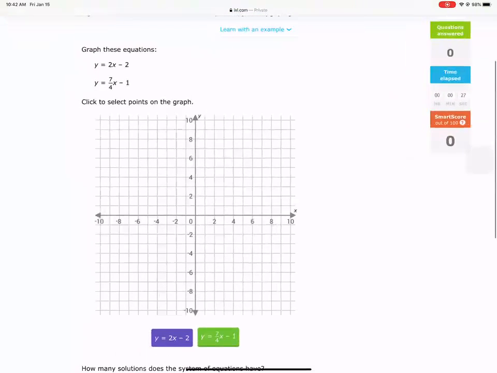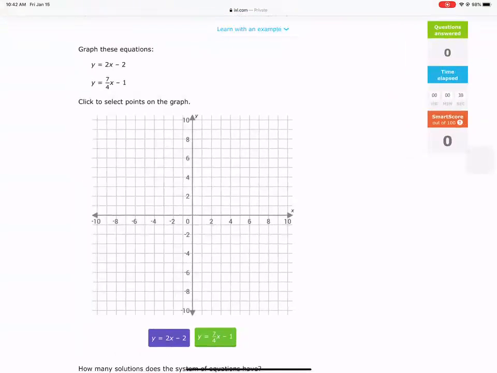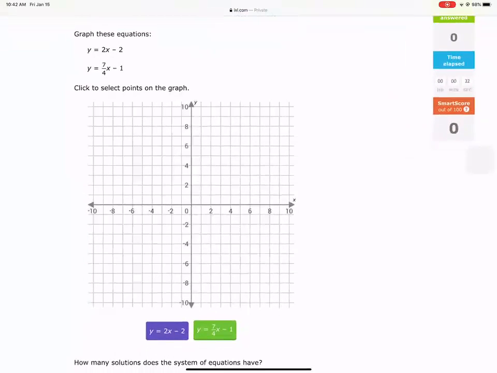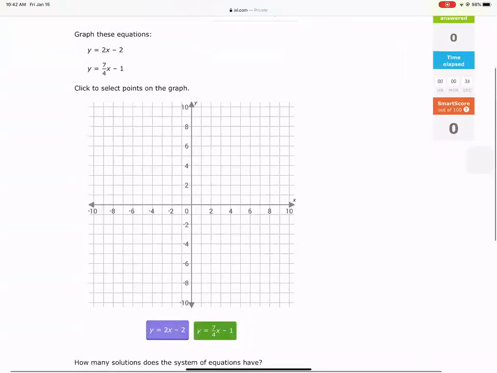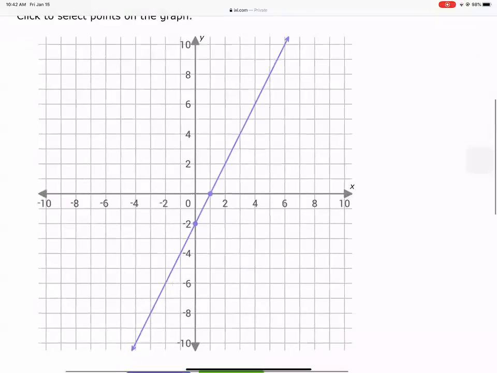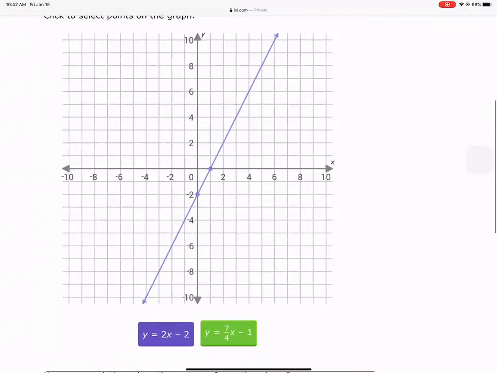We're given the question, graph these equations. Click to select the point on the graph. So what that means is we're going to click our color here. If you take a look at the two different colors, I'm going to pick the y equals 2x minus 2 first. Now we have to make sure we describe the correct characteristics. The slope here is in front of the x, which is 2, and the y-intercept is negative 2. So we first graph negative 2. I'm going to put a dot at negative 2. And the slope is going to be positive 2 over 1, so up 2 over 1. Let me zoom in a little bit for you guys. Up 2 over 1. Okay, that's my first line.